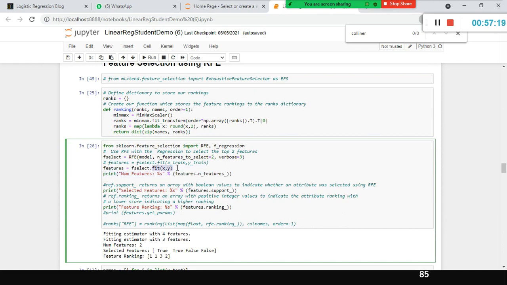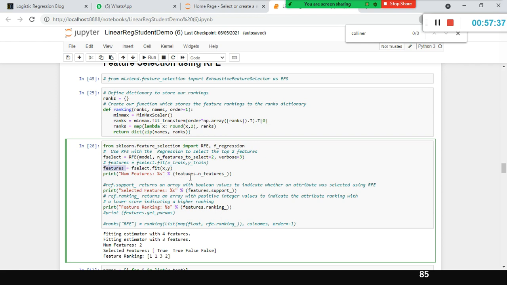Whether you use a linear regression model or lasso, you need to use the fit method. Fit of x comma y. What is x? X is nothing but all the independent variables of the training data set. Y is the dependent variable of the training data set. Now you are done with this. The model got trained. The RFE got trained.